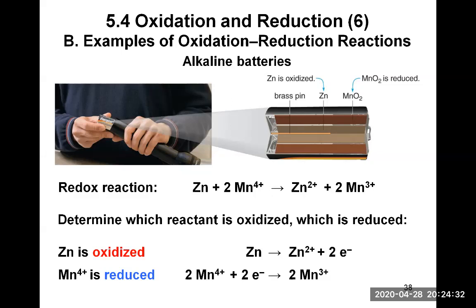And you can see that if you add those 2 half reactions, you come back to the net redox reaction. The 2 electrons are canceled out because you have 2 electrons on the left side and 2 electrons on the right side. So they cancel out and you retrieve the above net redox reaction.